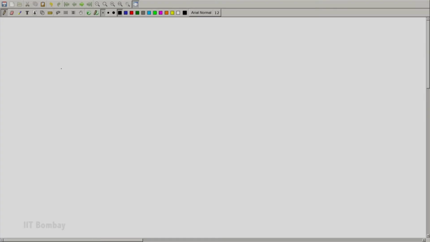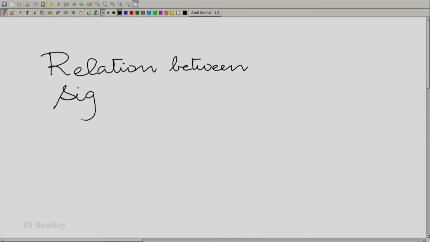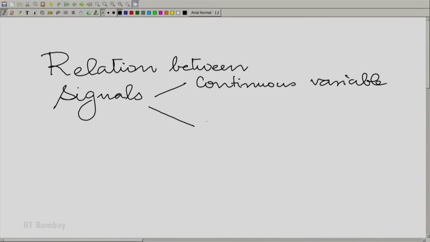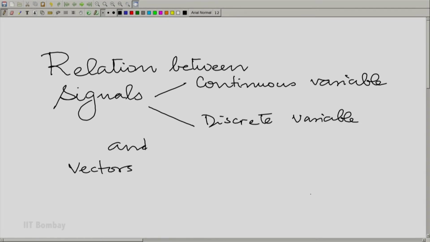And that is what I am going to do in this session. I am going to talk about the relation between signals and vectors. So, signals, which could be either continuous independent variable signals or discrete independent variable signals, and vectors. Vectors, if we think about them, are essentially combinations of coordinates. So, actually it is not too difficult to see that there is a relationship between signals and vectors.